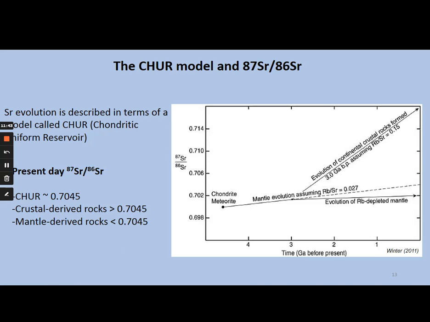So, if at any time we compare the strontium isotope ratio of a sample with the strontium isotope ratio of the CHUR, we can get an indication of whether that sample is crust-derived or mantle-derived. The present day strontium isotope ratio of the CHUR is about 0.7045, and the present day values for crust-derived rocks are higher than that, and for mantle-derived rocks, they are lower than that. Rocks and minerals will have a strontium isotope signature that reflects their source.